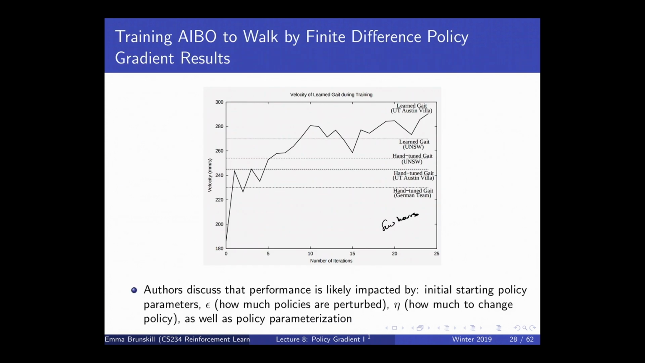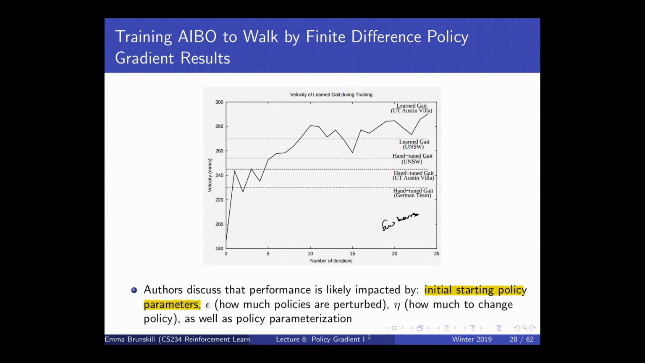So in their paper, they discussed what was actually impacting performance in this case. And there's a lot of things that impact performance. So, how do we start? Somebody have a sense, why does the initial policy parameters used matter for this type of method?